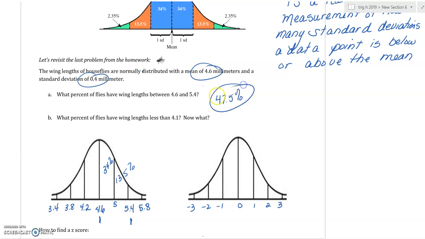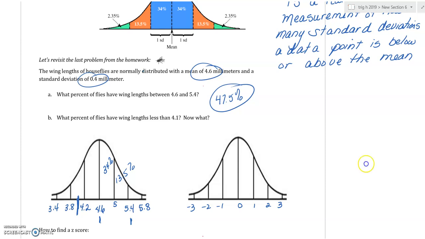But here's the problem. Question B asks the percent of flies that have wing lengths less than 4.1. Well, 4.1 is right here. We don't have information using the 68-95-99.7 rule for that one. So what we're going to have to do is use a z-score.